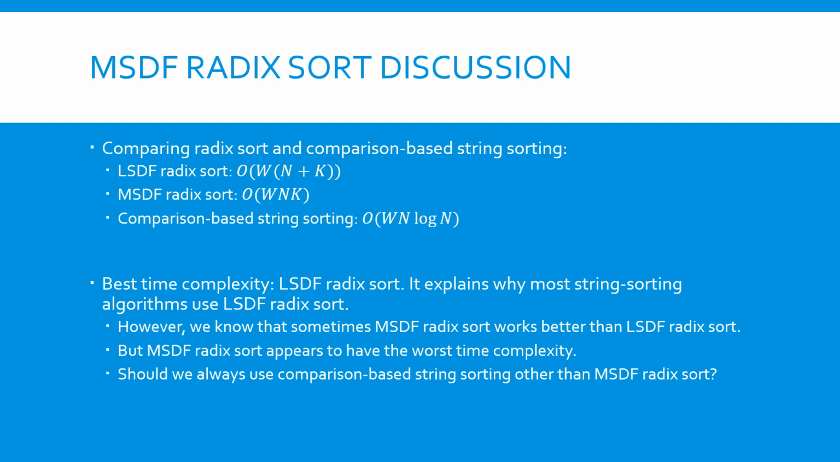Now, compare the time complexity of all string sorting algorithms that we have learned so far. We can see that the best time complexity is achieved with the LSDF Radix sort. It explains why we don't simply modify the existing comparison-based sorting algorithms for string sorting. We also see that the worst time complexity corresponds to MSDF Radix sort, which is even worse than comparison-based sorting. So, should we always choose comparison-based sorting over MSDF Radix sort?